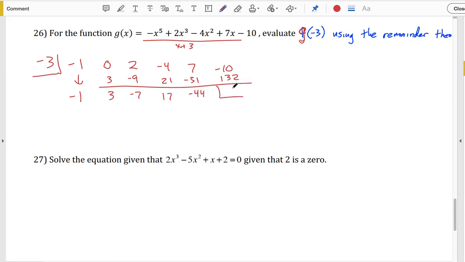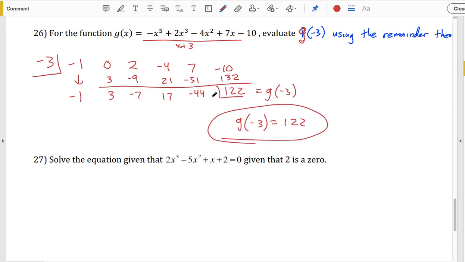Okay, and remember, this is our remainder. This is our answer of interest, because the remainder is equal to g of negative 3. So just cleaning it up, g of negative 3 must be equal to 132. The largest number we dealt with there was 132, whereas if I had just plugged in negative 3 using the traditional method and doing negative 3 to the 5th power, we would have gotten up into the 200s or so. So it would have been larger numbers to add and subtract, which is what makes this a useful tool.